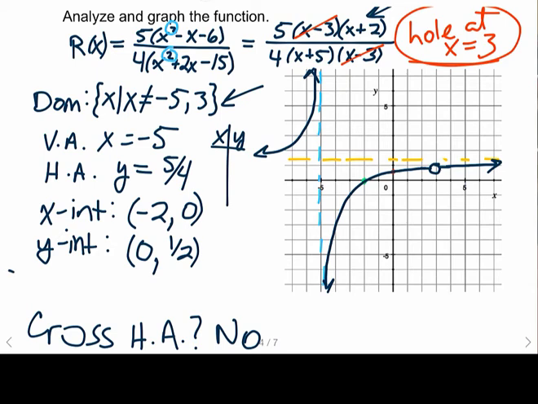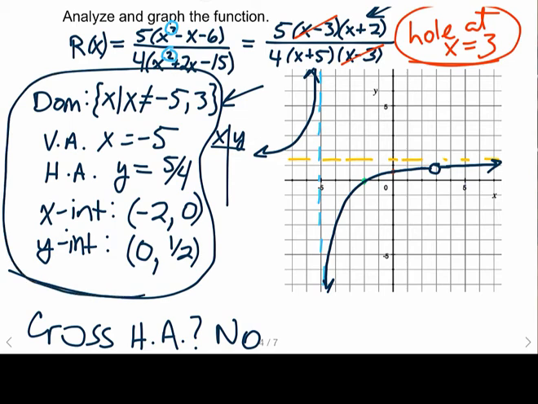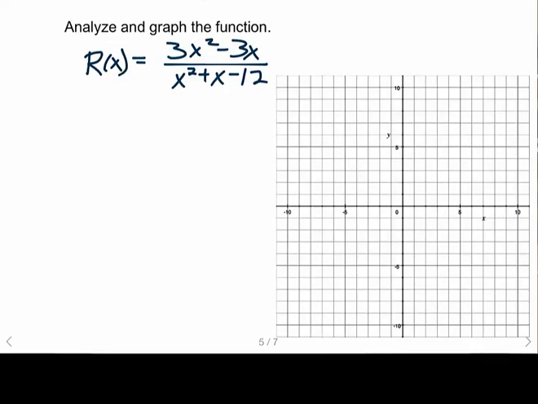So our x-intercept, y-intercept, domain and asymptotes, the result of our analysis, and our graph with the hole at x is equal to 3, where we have r of x is equal to 3x squared minus 3x divided by x squared plus x minus 12. See what you can do with this one. Go ahead and pause the video and crank it out.